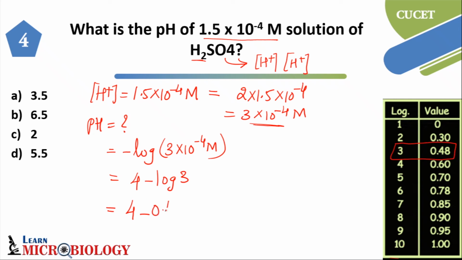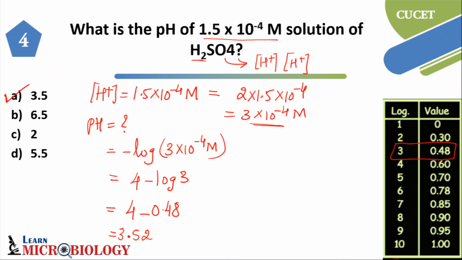It is going to be 0.48, and if you calculate it will come around somewhere to be 3.52, something like that, since it's an approximate value, and you can find the closest value which is here is 3.5. So the correct option should be 3.5.